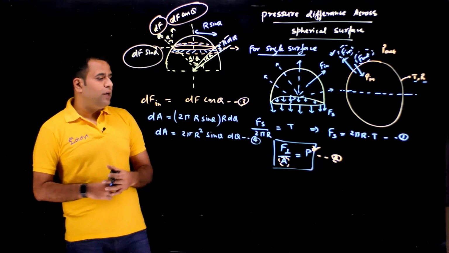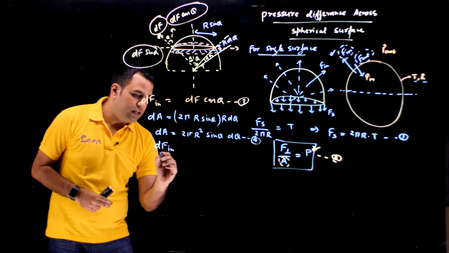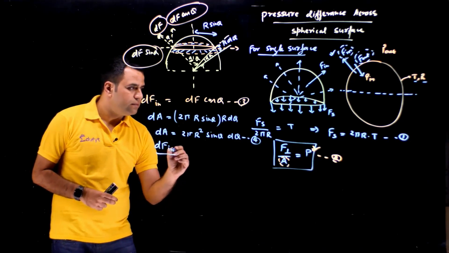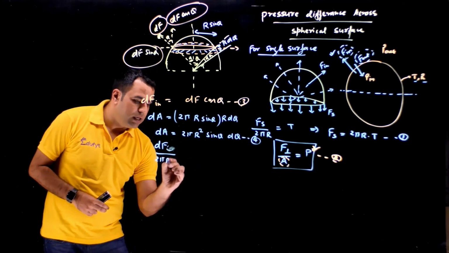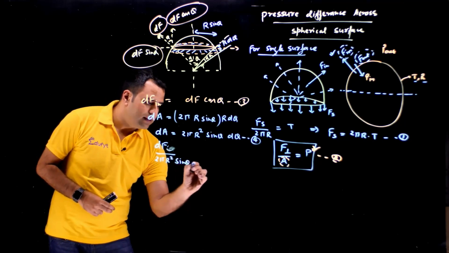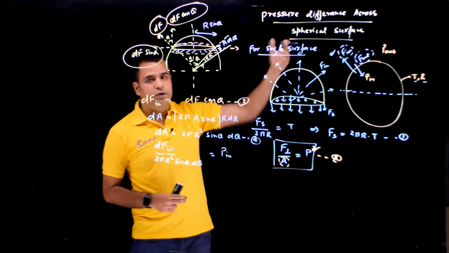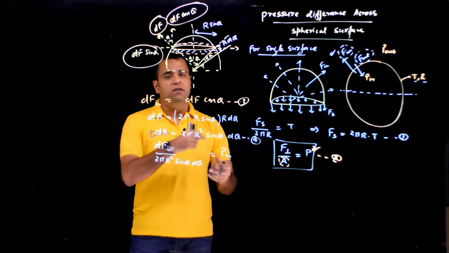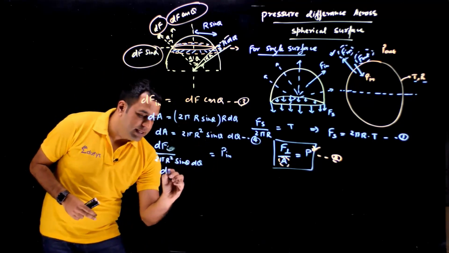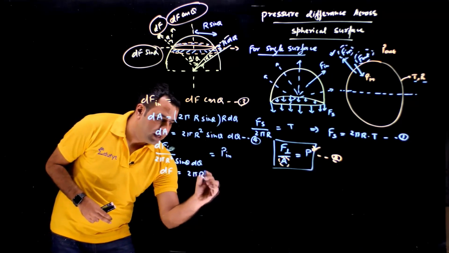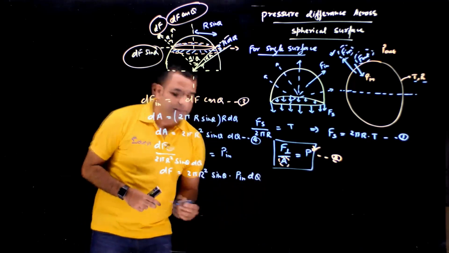Okay. So let's put that in this equation. dF divided by the cross-section area, 2 pi r square sine theta d theta, will be equal to P in. So when we calculate the force due to the P out, in place of P in we'll just write P out, and the direction of force will be inward in that case. So this dF becomes 2 pi r square sine theta multiplied with P in d theta.